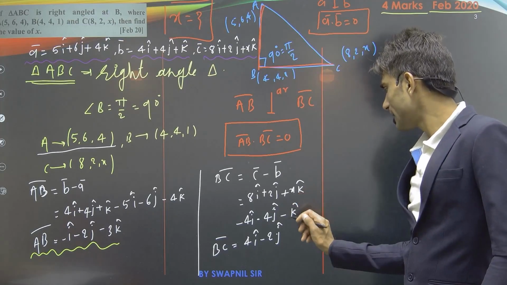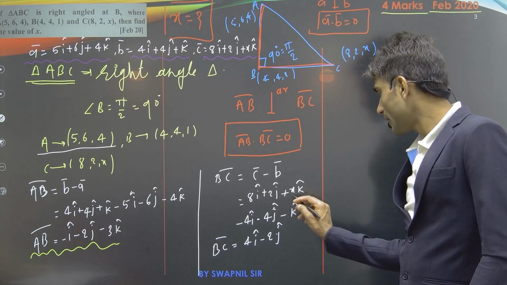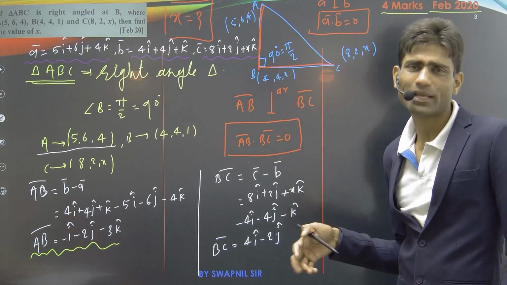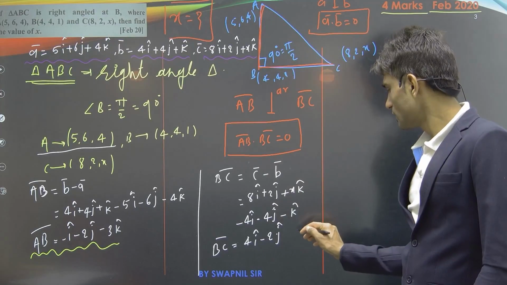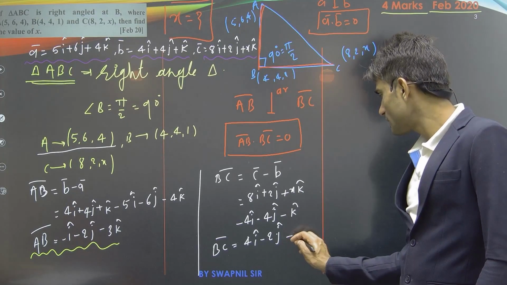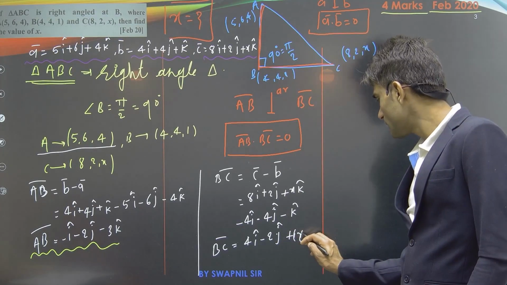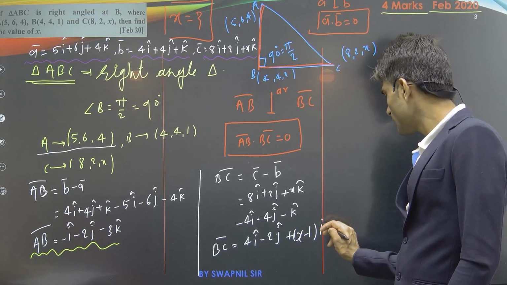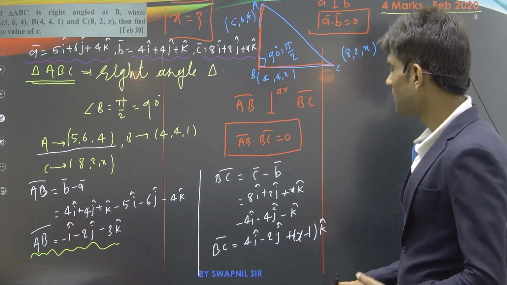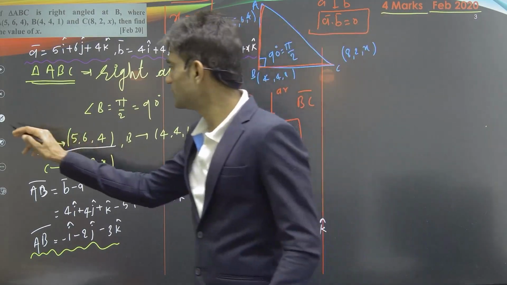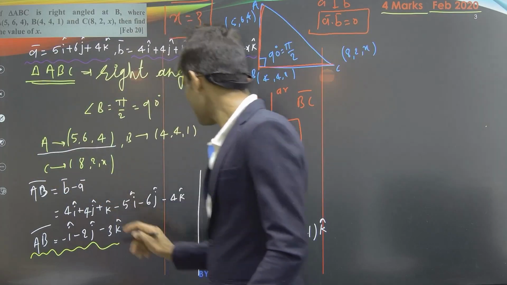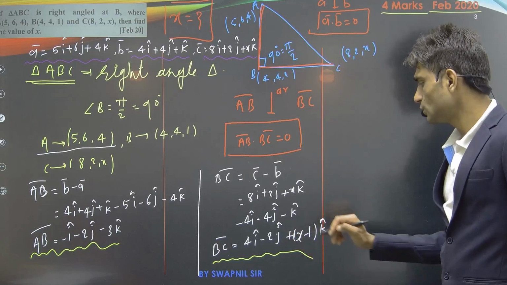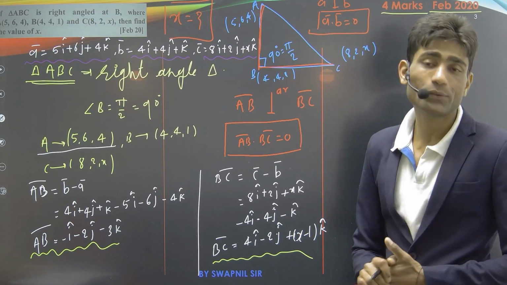So plus x k cap minus 1 times k cap. We cannot subtract, x is a variable here that we want the value of. That means we write plus (x minus 1) into k cap, taking k cap common from here. Now I got the next vector here, vector BC, which is 4 times i cap minus 2 times j cap plus (x minus 1) into k cap.